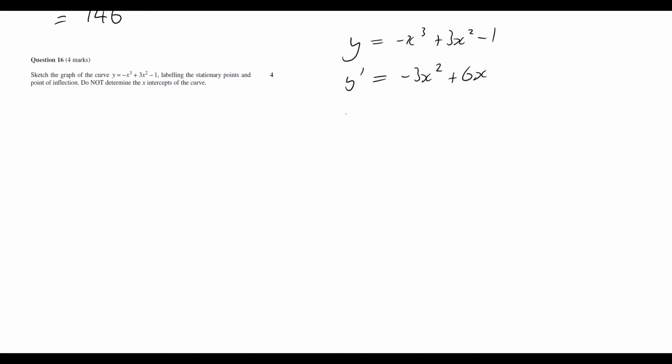Okay, and whilst we're at it, let's figure out our second derivative, just in case we need it. So we can say that's going to be equal to minus 6x plus 6. Okay, so now to figure out our stationary points, what we need to do is set the first derivative equal to 0. Let's do that over here. So setting y prime equal to 0, what we get is that therefore 0 must be equal to minus 3x squared plus 6x.